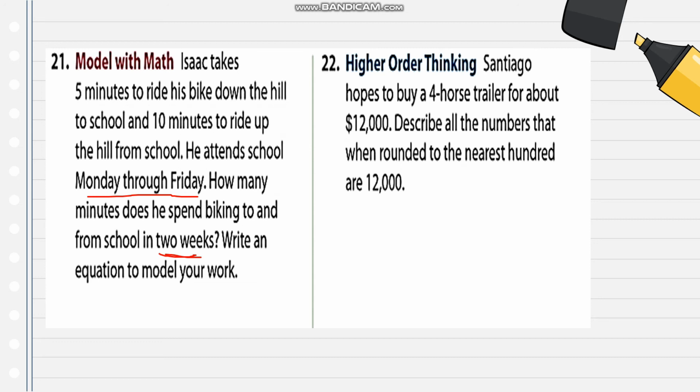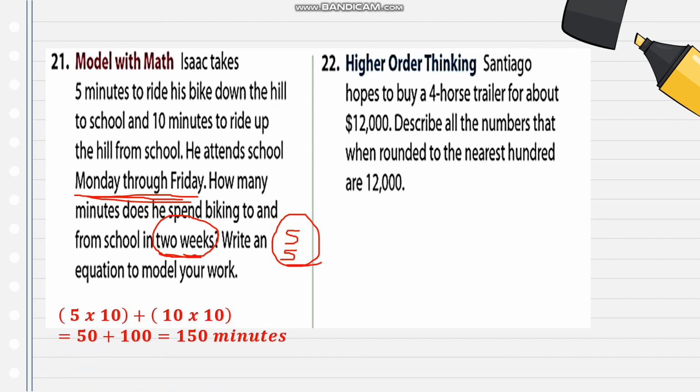As you can see, 2 weeks is equivalent to 14 days, but he attends only Monday to Friday. So Monday to Friday, that is 5 days for 1 week, then another 5 days for 1 week. So the total is equivalent to 10 days for 2 weeks. So each day, he takes 5 minutes to ride down the hill to school and 10 minutes to ride up the hill from school. So what we are going to do is simply multiply 5 by 10.